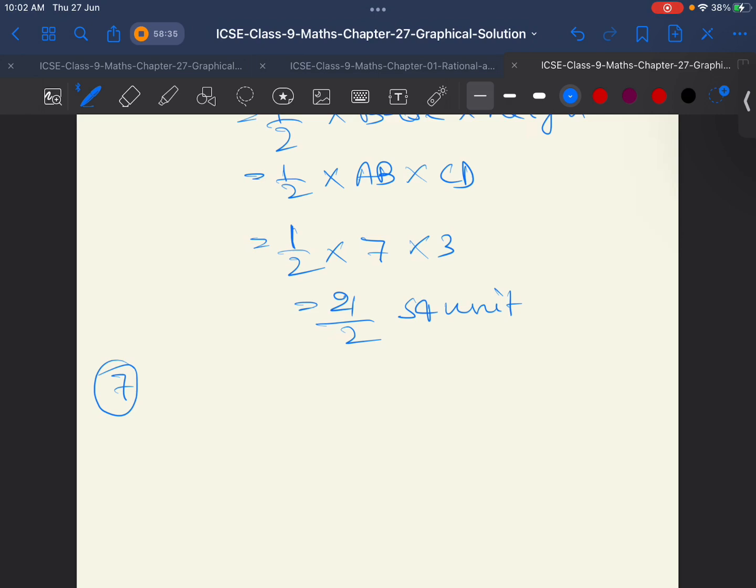Now question 7. By drawing a graph for each of the equations, this and this, on the same graph paper, show that the lines given by these equations are concurrent. Concurrent means they pass through the same point. Okay, take 2 centimeters equals to 1 unit on both the axes.